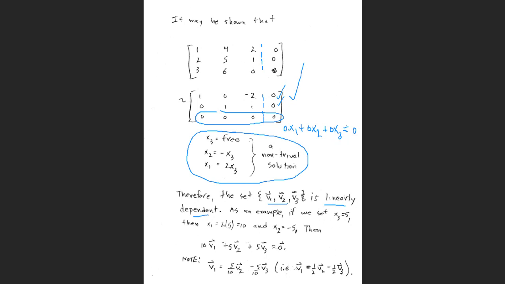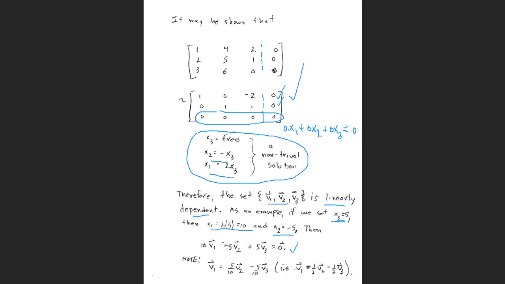Now, I like to make this a little more concrete. So, for example, if we just set x3 equal to 5, then x1 would have to be 10 because x1 is 2 times x3, and x2 would have to be negative 5 because x2 is negative x3. So that means 10 times the vector v1 minus 5 times the vector v2 plus 5 times vector v3 equals a zero vector.